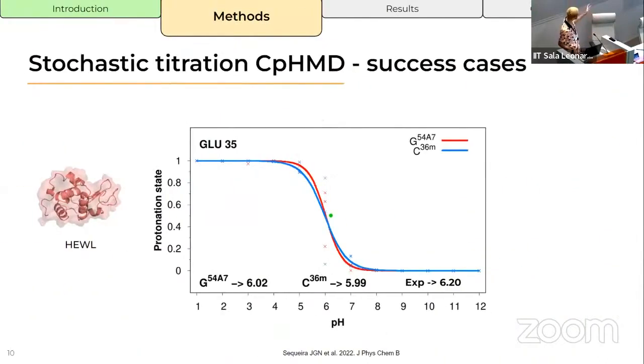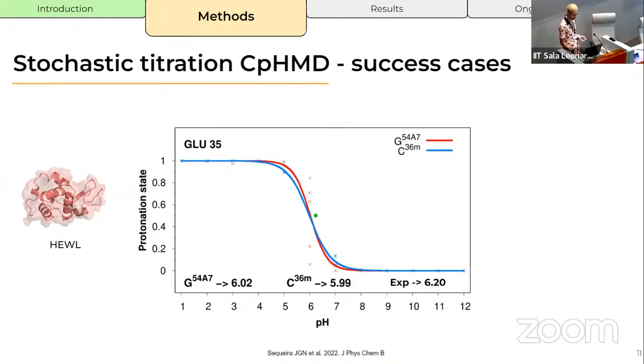And even in more difficult cases, this is a very well-known case, the case of glutamic acid 35 of the lysozyme. It has a very shifted nature, and its experimental pKa is 6.2. With both implementations of the two different force fields that we have, we've been able to mimic it quite well.